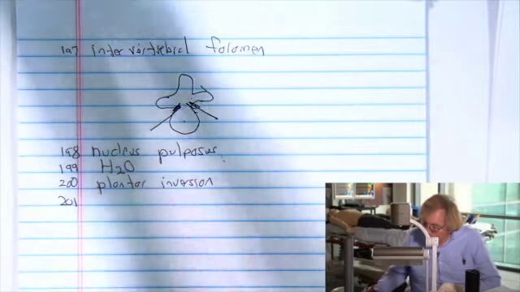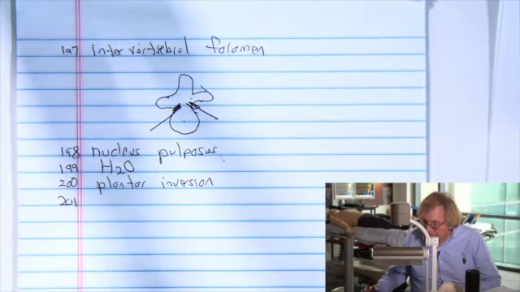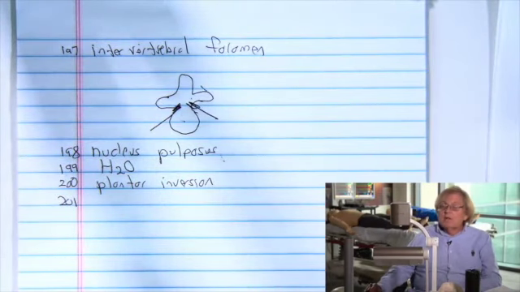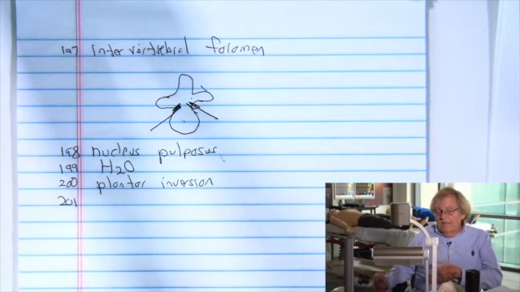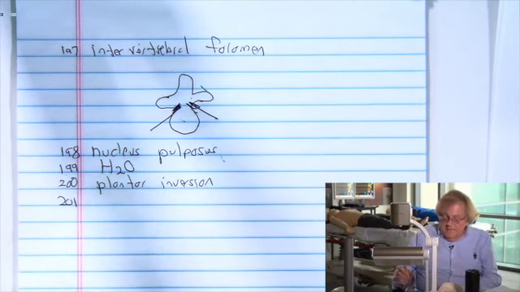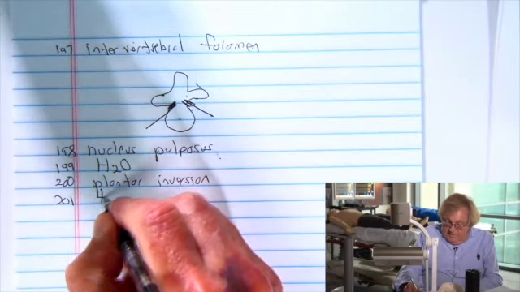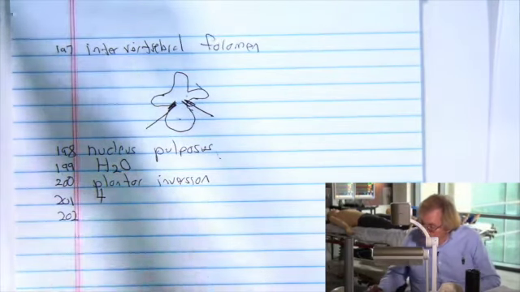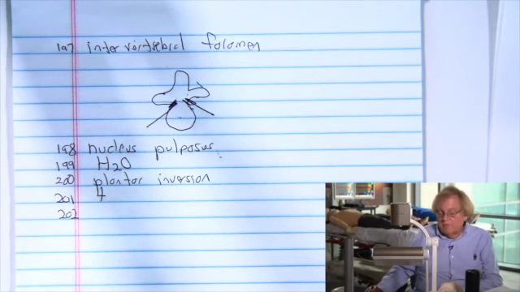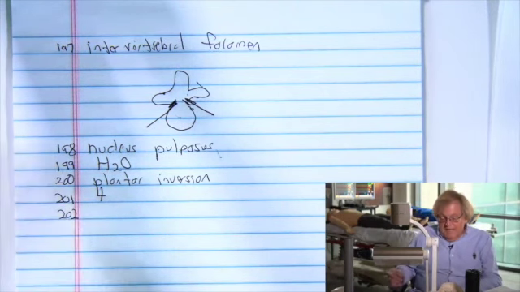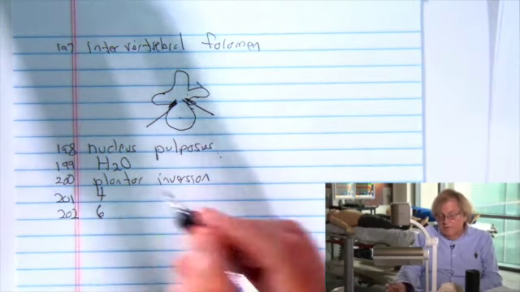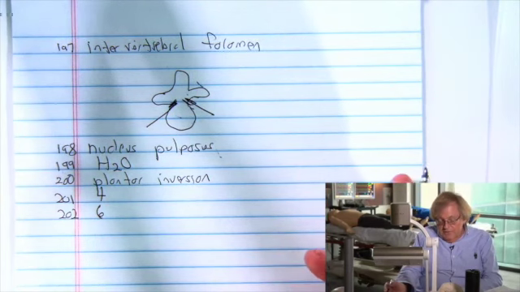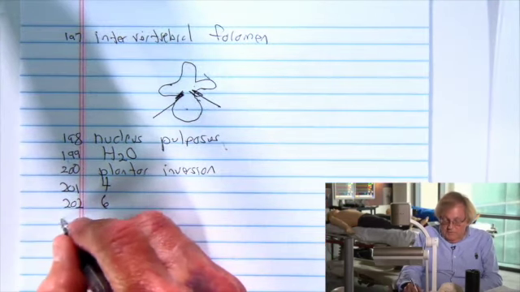201 says the number of bones in the pectoral girdle. Well, pectoral girdle, I've got 2 clavicles, I've got 2 scapulae, so that's 4 bones. 202 says number of bones in the pelvic girdle. Remember I told you I've got 6 bones. I've got 2 ilium, 2 ischium, and 2 pubic bones.